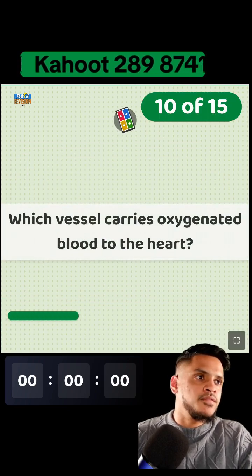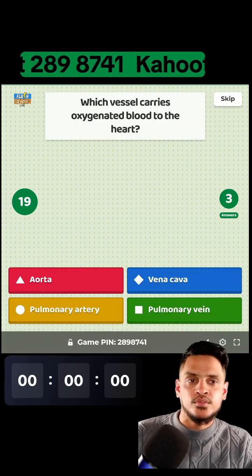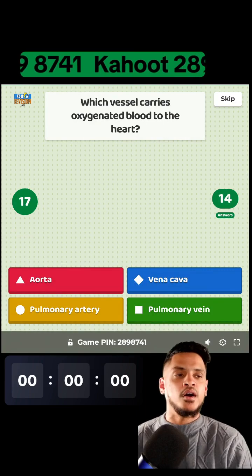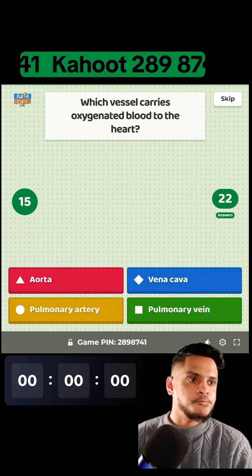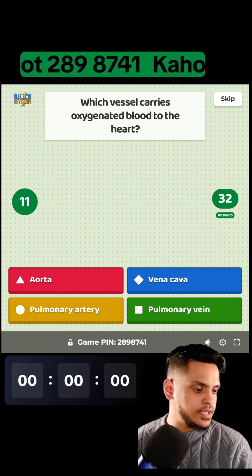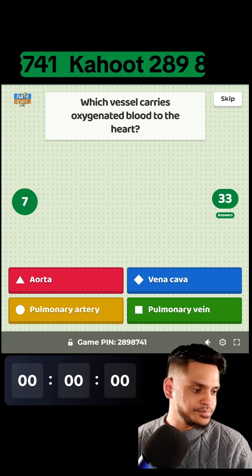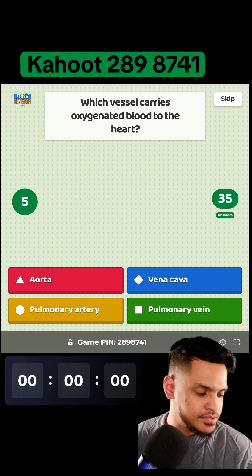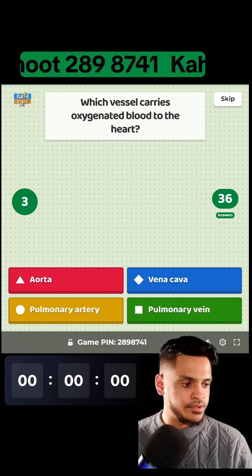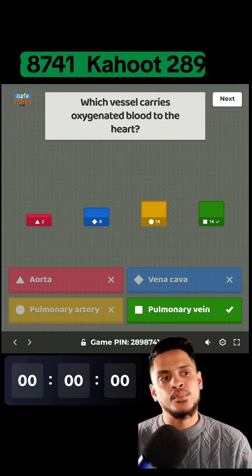Question 10. We got 5 more. Which vessel carries oxygenated blood into the heart? Oxygenated blood into the heart. What do you guys think the answer is? Screaming, crying, throwing up, says Geordie. It says pulmonary vein. It is pulmonary vein, guys.